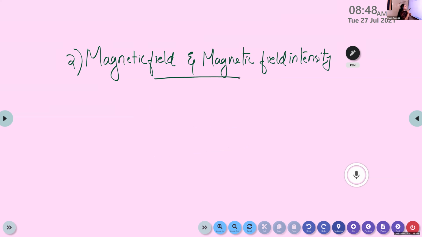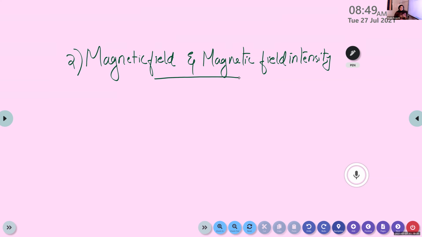Now you have an idea about magnetic field. What do you mean by magnetic field? Space or region around the magnet. Yes, the space or region around the magnet where it influences magnetism is called a magnetic field. It is represented by the letter B.